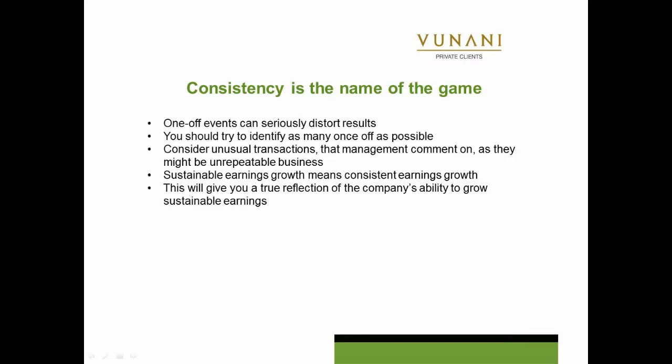As we mentioned here, consider unusual transactions, and the management, as they are regulated, are forced to comment on an unusual transaction that occurred during a reporting period. So again, sustainable earnings growth means consistent growth. This will give you a true reflection of how the company will grow in the future and grow its sustainable earnings.